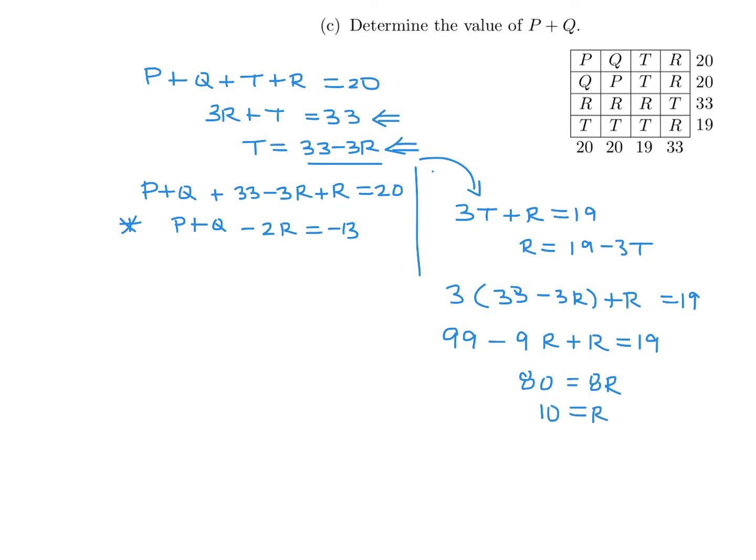All right, great. Plug it back into there. So p plus q minus 2 times 10 is negative 13. So p plus q is negative 13 plus 20, and that is 7 for the value of p plus q.